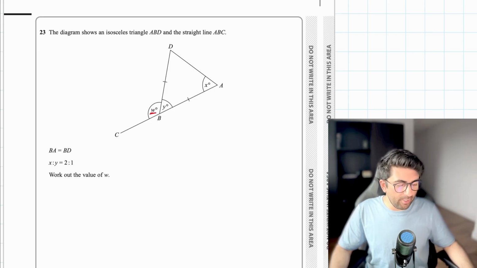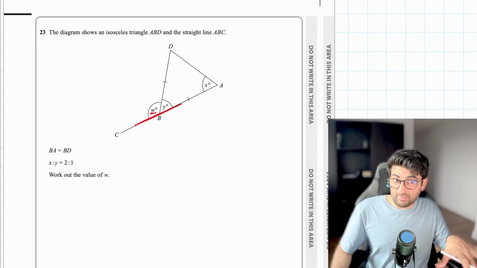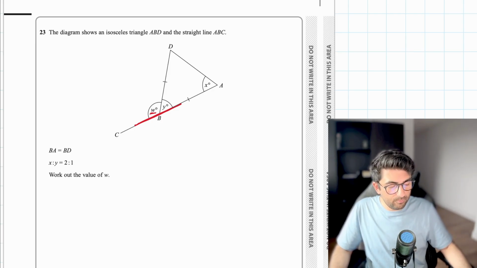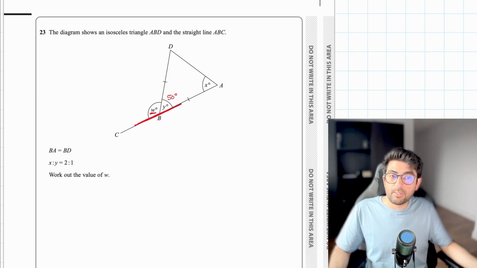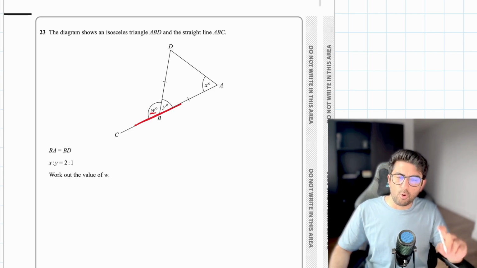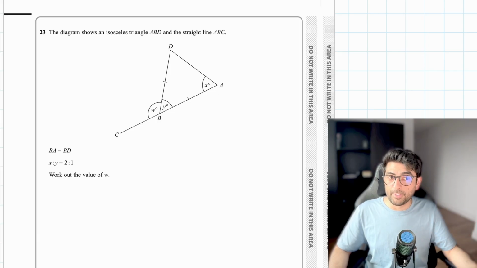So looking at w, I can notice that w is on a straight line. The fact that w is on a straight line is if I know y, let's pretend that y was a number, then I can work out w by taking away from 180. But I don't know y yet. Okay, so I think the goal here is to work out y. Once we've worked out y, we can take away from 180 and then get w.